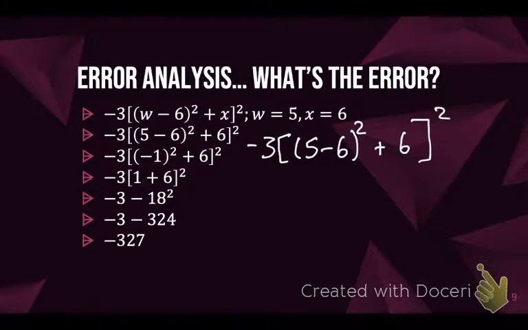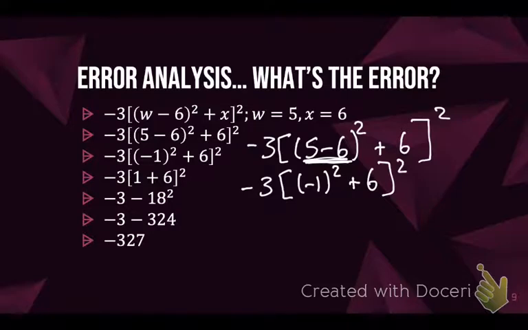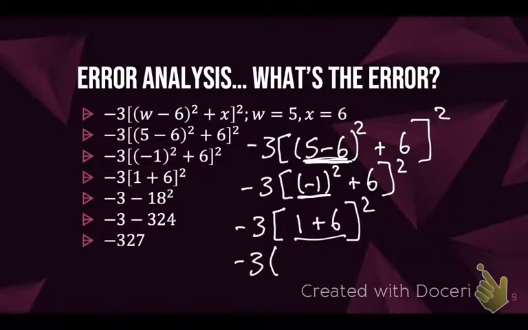Okay, so now we need to do the smallest parentheses first, which would be in here. So negative 3 times negative 1 squared plus 6 squared. All right. Then in parentheses, exponents come before adding. So negative 3 times 1 plus 6 squared. Then we add 1 plus 6, negative 3 times. I'm going to keep the parentheses or the brackets or whatever you want to do because we're multiplying and we still have to square.